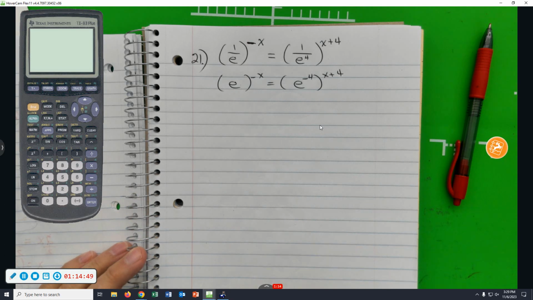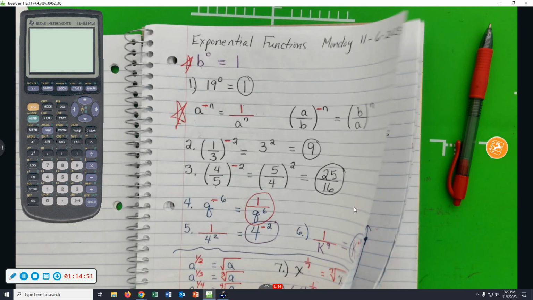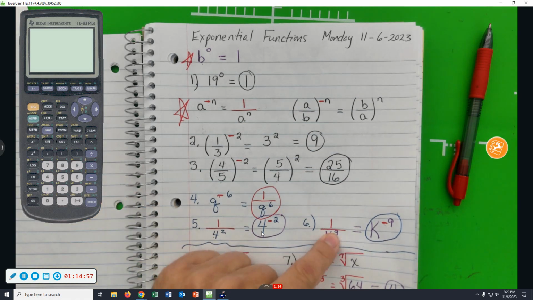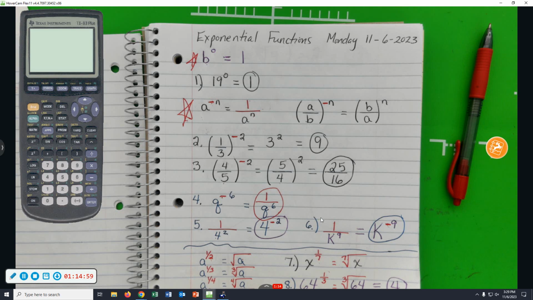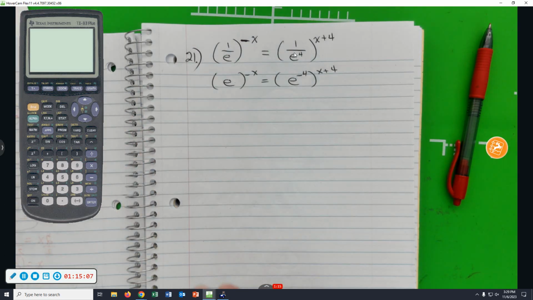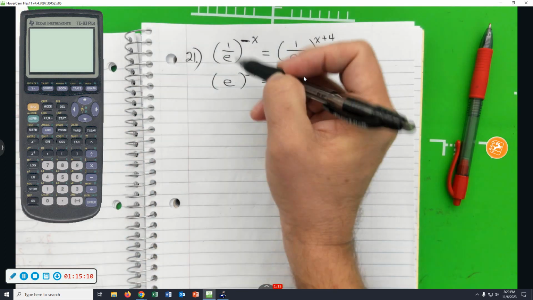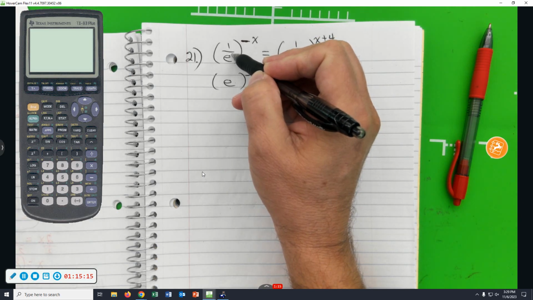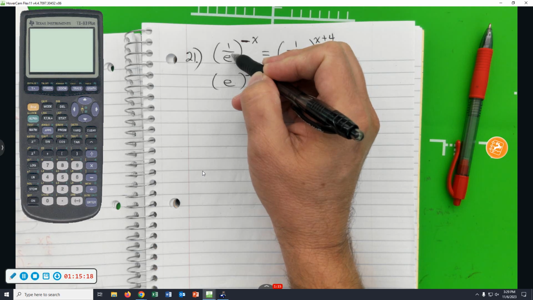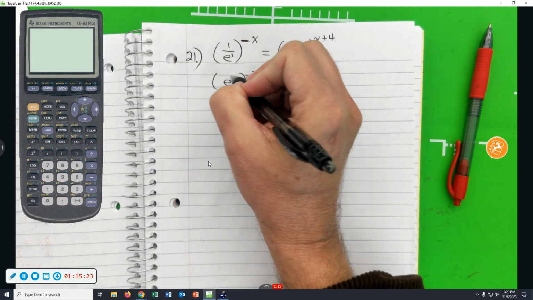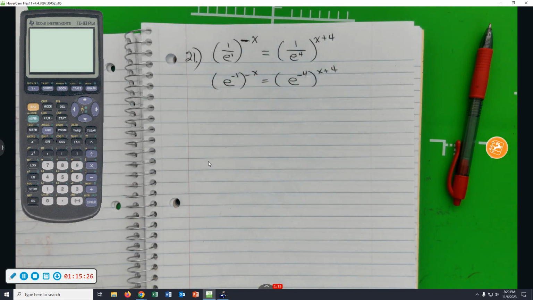It was like problem 5 and 6, I was trying to show them here. The 1 over 4 squared, you had to write it with a negative exponent, 4 to the negative 2. The 1 over k to the 9th, we wrote as k to the negative 9. To get rid of the 1 over, you make the exponent negative. What about this? I don't see a power on this e here in the original problem. If you don't see an exponent, what's your assumed exponent? 1. So you drop the 1 over, make the exponent negative, for a negative 1.